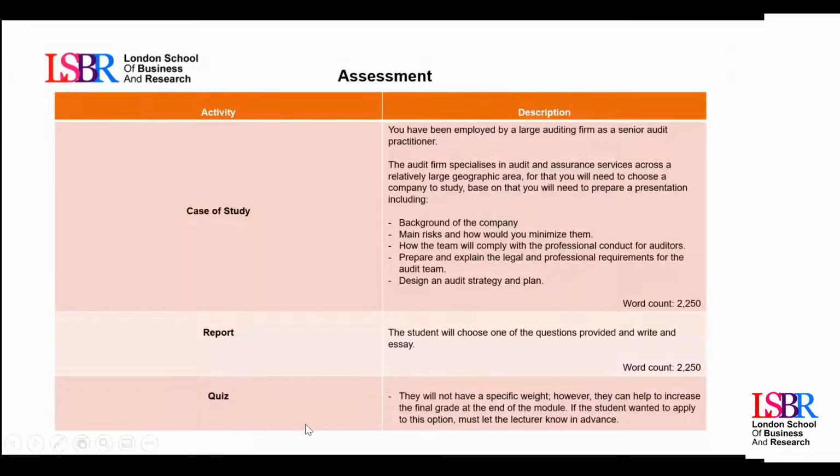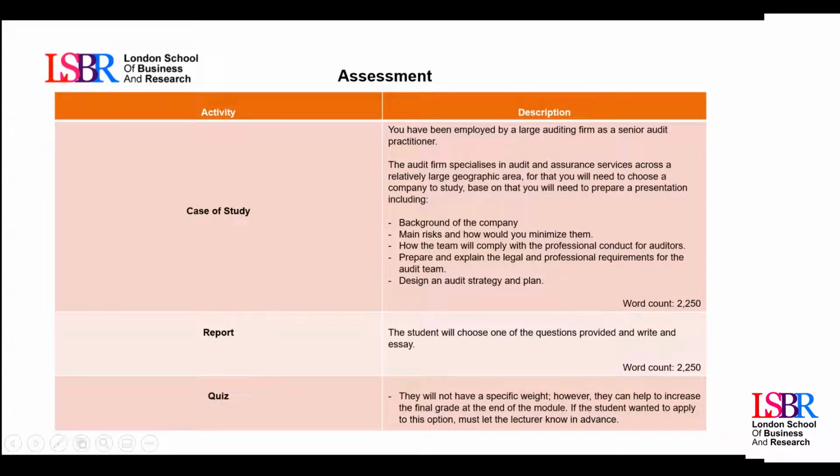And in this case study, another question that you need to answer is how the team would comply with the professional conduct of auditors. Yesterday we reviewed this. And prepare and explain the legal and professional requirements for the audit team, and design an audit strategy and audit plan. That is the topic that we are going to review today.